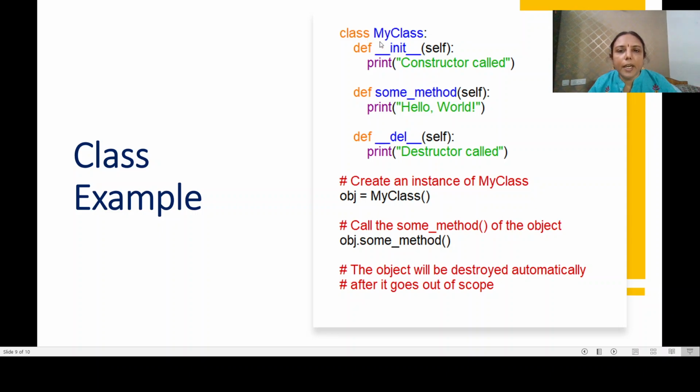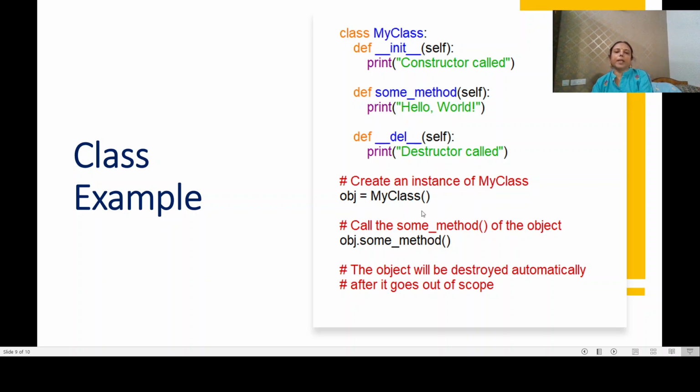Here I have created a class, MyClass, where I have included a constructor. This constructor has only the self parameter, which means that I need not pass any parameter, and it prints "constructor called". And then this is a normal method where I am printing hello world, and I have given a __del__ method, like destructor is called.